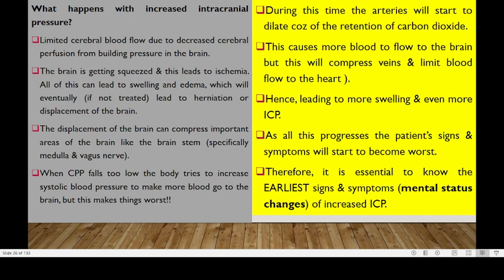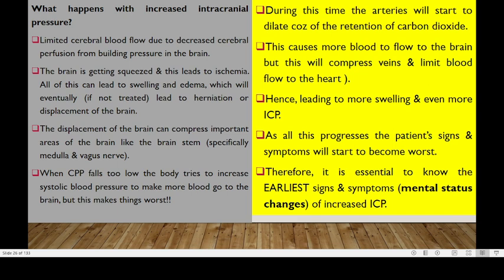All of these can lead to swelling and edema, which can eventually, if not treated, lead to herniation or displacement of the brain. The displacement can compress important areas in the brain, specifically the medulla and the vagus nerve. So when CPP falls too low, the body tries to increase systolic pressure in order to make more blood go to the brain, and this makes things worse.